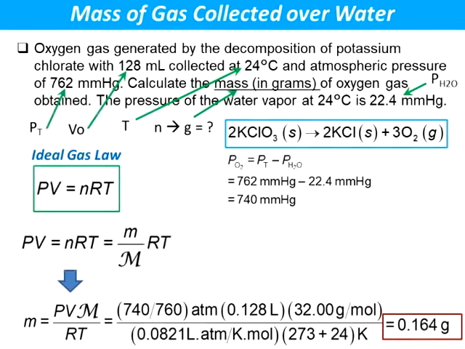Now, since we are looking for mass, we can use a modification of the PV equals nRT equation, which states that PV equals mass over molar mass times RT. We then rearrange that equation to show that mass equals pressure times volume times molar mass divided by the universal gas constant R times T in Kelvin. We put in each of these values, we check our units, and we obtain 0.164 grams of oxygen.